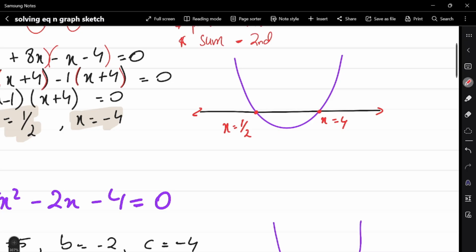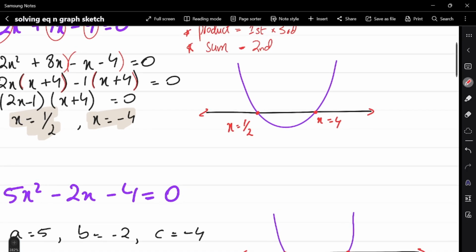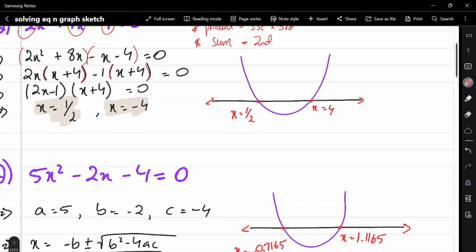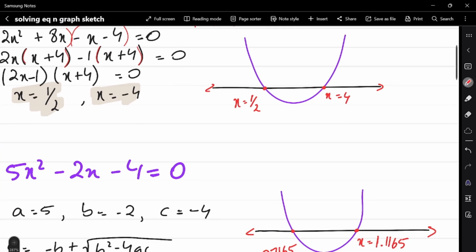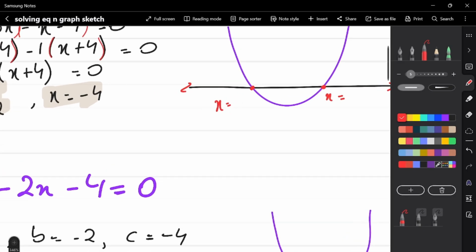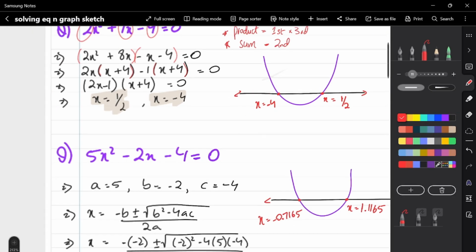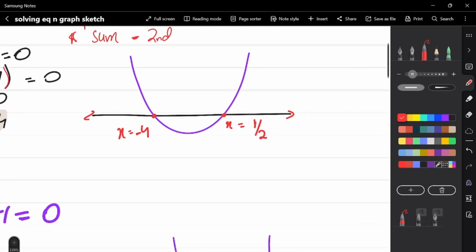So the x-intercept is when the curve cuts the x-axis, basically when y is equal to 0, and we get x equals 1 upon 2 over here and x equals minus 4. Well, I think this is wrong, because minus 4 appears earlier than 1 upon 2 in the number line. So let me just fix this. Here we get x equals minus 4, and here we get x equals 1 upon 2. So this is our number line right here. This curve over here cuts the number line at these two values.